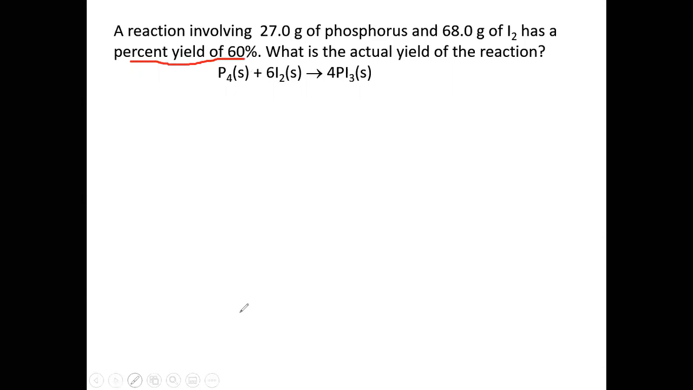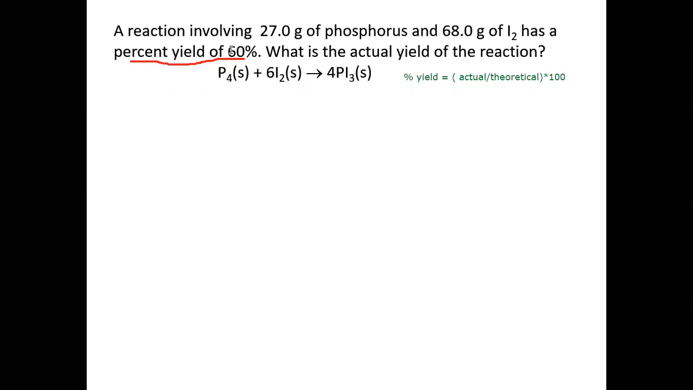Because if you remember from earlier, percent yield equals actual over theoretical times 100. So if we know the percent yield, which is given to us, and we can calculate the theoretical yield based on the limiting reactant, then we can determine the actual yield. So again, we're not going to use this percent yield until we determine the theoretical yield of this reaction.